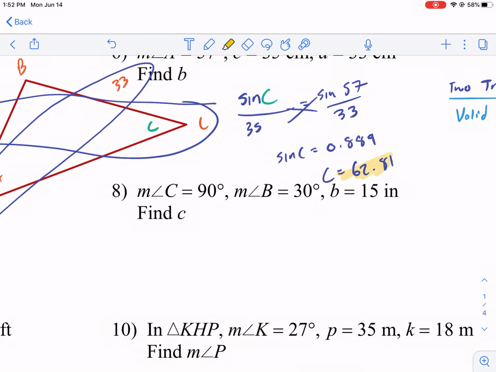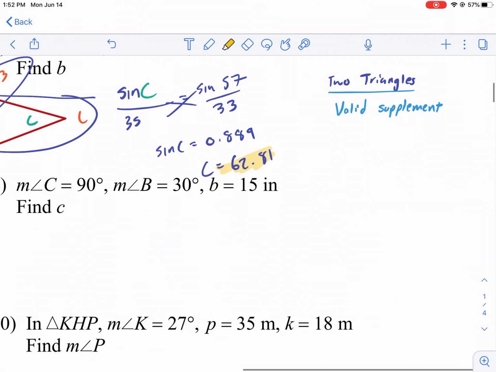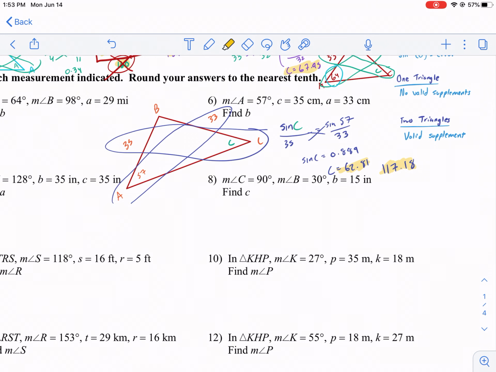That's one possibility. Remember, its supplement also has the same value for sine. So it also could be 117.18. Now, this is where you decide, can you have 1 or 2 triangles? If it's 1 triangle, you're in luck. If it's 2 triangles, it's not that you're out of luck, but it's just a little bit more work. So what I'm doing here is I'm saying, okay, can I add 62 plus 57 and be less than 180?